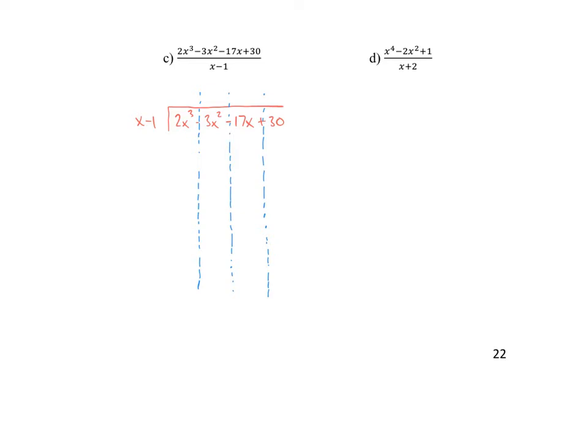So again, off to the side, I'll do a little x times what gives me 2x cubed. Well, I'm missing a 2 and I'm missing 2 x's. So 2x squared is what I need there. 2x squared times x is 2x cubed. 2x squared times negative 1, that's going to be negative 2x squared. This is where it gets a little tricky because I'm subtracting. I'm doing negative 3x squared minus negative 2x squared.